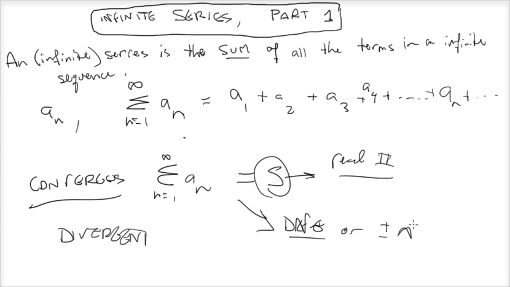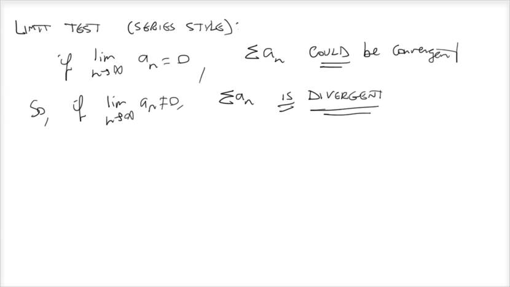We have a bunch of tests in calculus to figure out whether a series converges or diverges, and I'm going to get to those tests a little bit later. For now, I will give you the first test. The first and most basic test, very similar to the limit test used to figure out whether a sequence converges or diverges, is also the limit test, but this is the series version of the limit test. Initially, this limit test for series really only is a reliable test for divergence of a series.